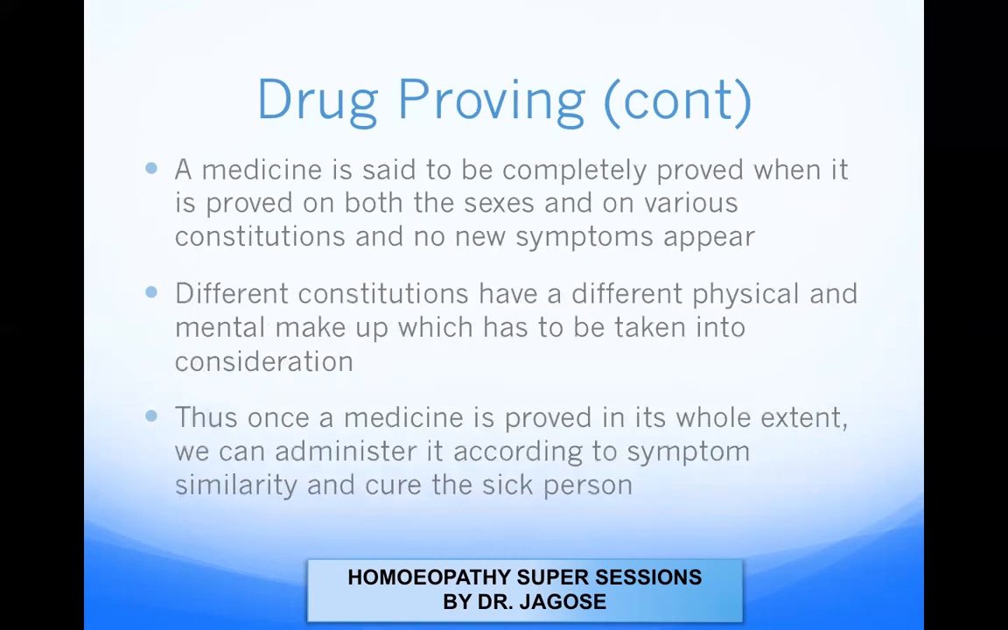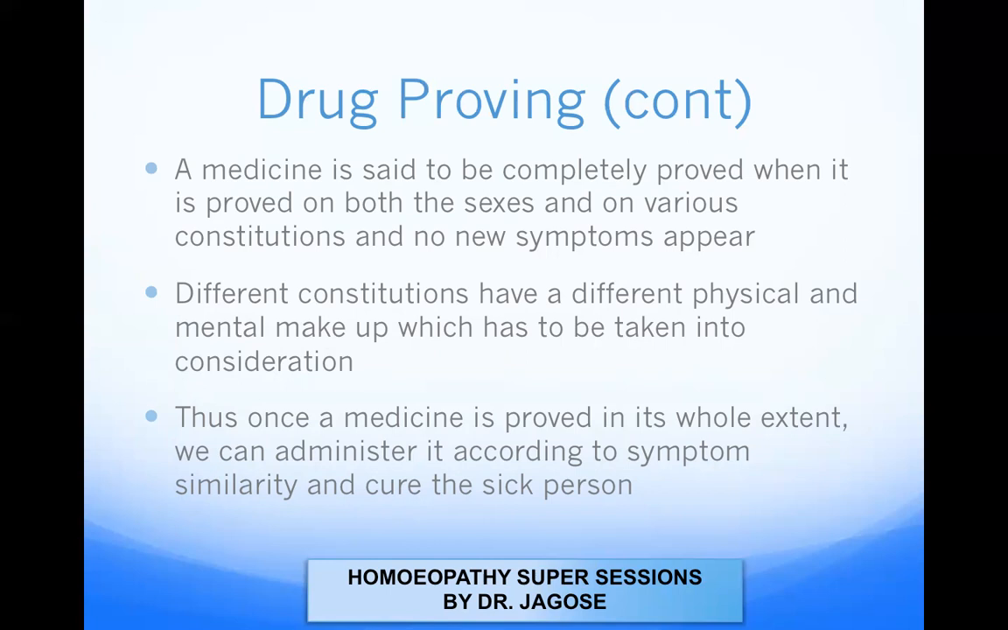A medicine is said to be completely proved when it is proved on both the sexes and on various constitutions and no new symptoms appear. So when is the medicine said to be completely proved? When he proved the medicine on both the sexes, on various constitutions, and on subsequent proving, no new symptoms appear. So on subsequent provings, when no new symptoms appear, we know that the drug is completely proved, and now we can conclude the proving of this drug.